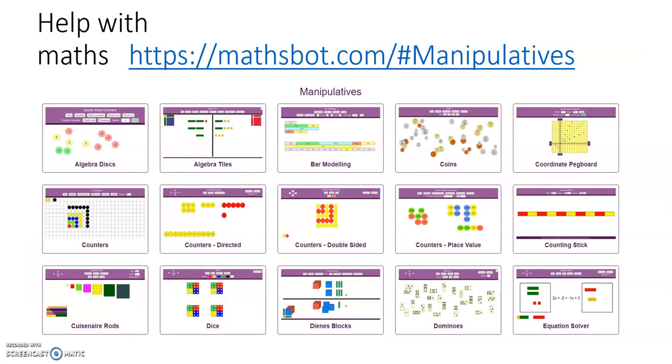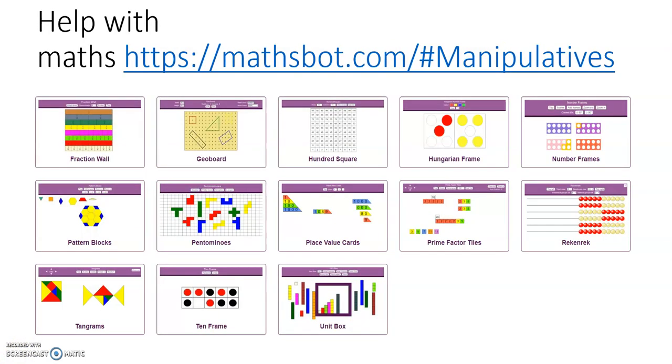With maths, this website here, mathspot.com, has got all sorts of things on it, things that you're used to using in school. Things like if you're doing money work, there's coins there, double-sided counters, counting sticks, Dienes blocks, those are like thousands, hundreds, tens and units to help with calculations. There's also things like the fraction wall, 100 square, number frames, and the rekenrek that boys and girls are used to using in their classrooms.